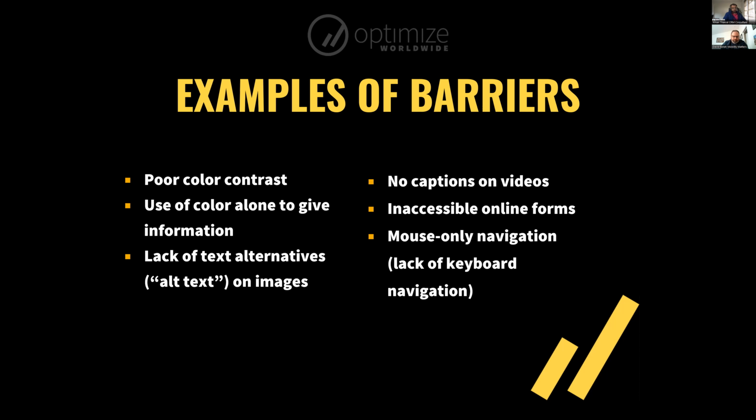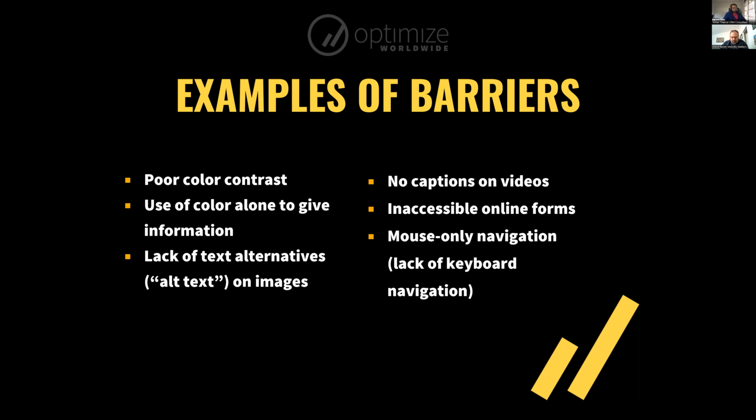Some examples of website accessibility barriers might include poor color contrast. People with limited vision or color blindness can't read the text if there's not enough contrast between the text and the background. For example, light gray text on a very light colored background.